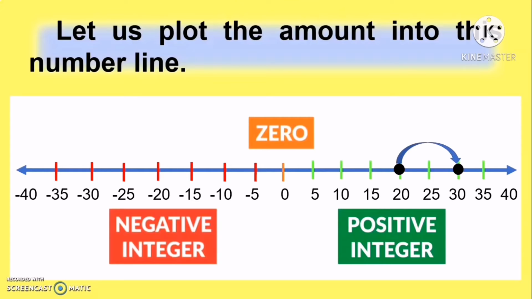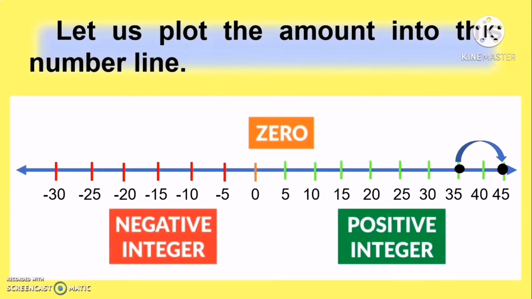From 20, let us move again 10 steps to the right, since she saved another 10 pesos on Wednesday. From 30, let us move 10 steps to the left because she spent 10 pesos on Thursday. Remember that when you are adding a negative integer, you have to move into the left direction of the number line from your currently plotted point.